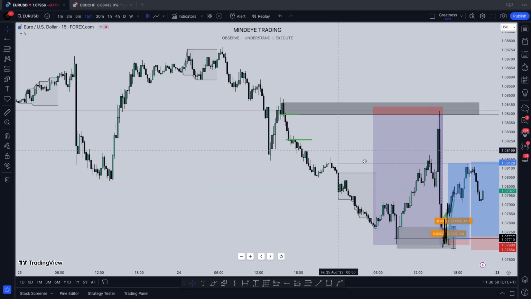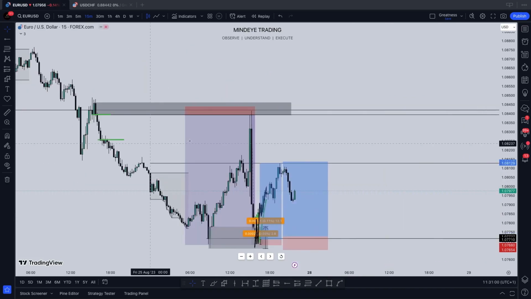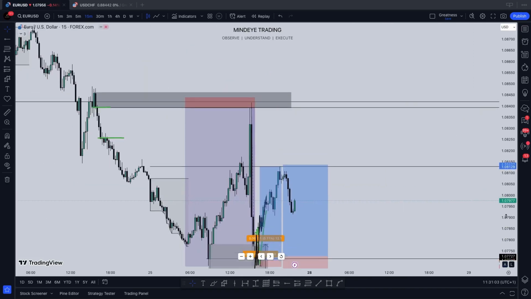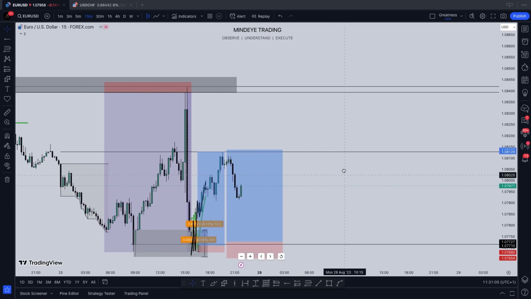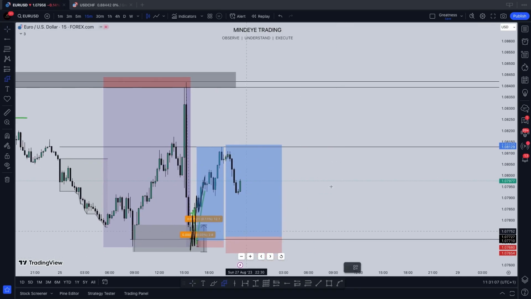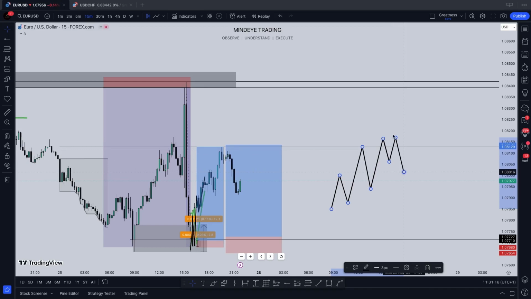So that's how to get your change of character. Do know that when you want to get change of character, let it be in your zone or your area of interest. You don't just take change of character everywhere. If not, the market can be bullish now, and it will be giving you fake change of character to the downside, something like this.